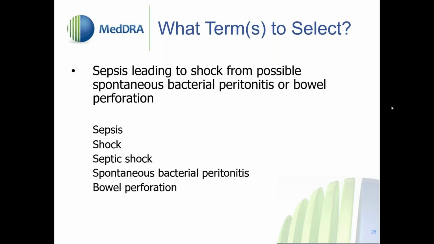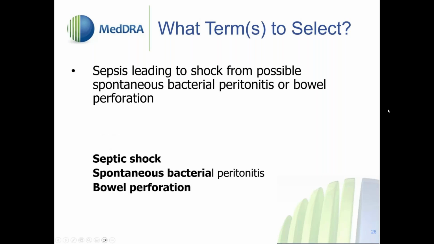So we said try to find a term in MedDRA that has all the details in the same LLT. So even though MedDRA has an LLT for sepsis and a separate LLT for shock, MedDRA also has an LLT for septic shock. So in this particular example, the best approach would be to code the septic shock and code the two provisional diagnoses of spontaneous bacterial peritonitis as well as bowel perforation.